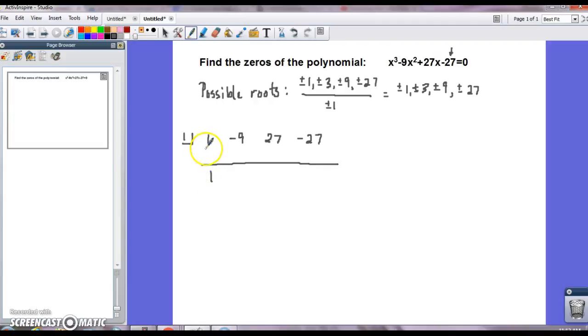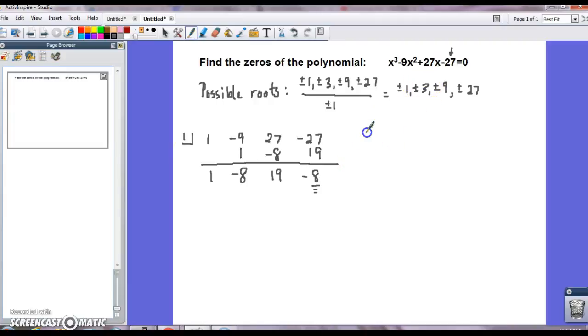Bring down the 1, and this is just a review of synthetic division. You bring the first term down, multiply these two terms together, and then that goes here. So 1 times 1 is 1, and then you're just doing addition. You get negative 8, and then you do the same thing again. 1 times negative 8 is negative 8. When I add those together, I get 19. 1 times 19 is 19, and I end up with negative 8. This last number here is your remainder. If you end up with a remainder, then this is not a root because it's not a factor as long as you have a remainder.